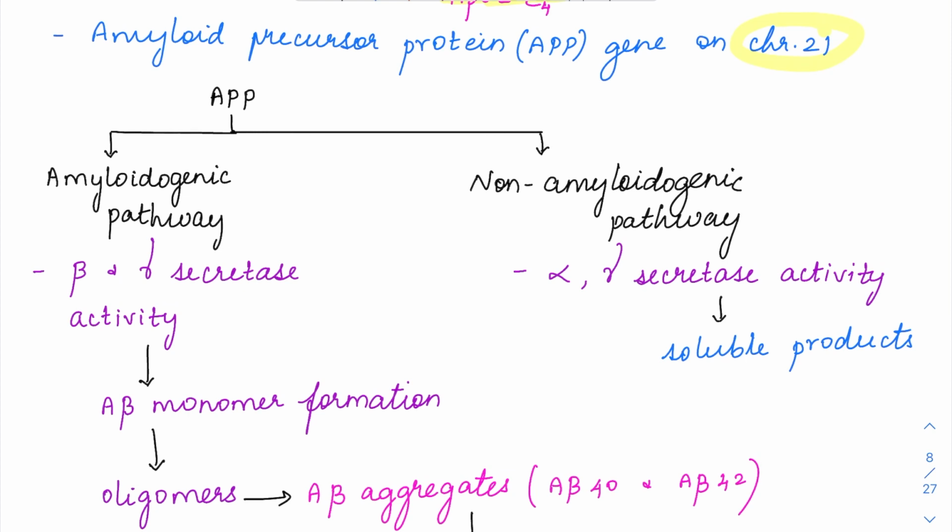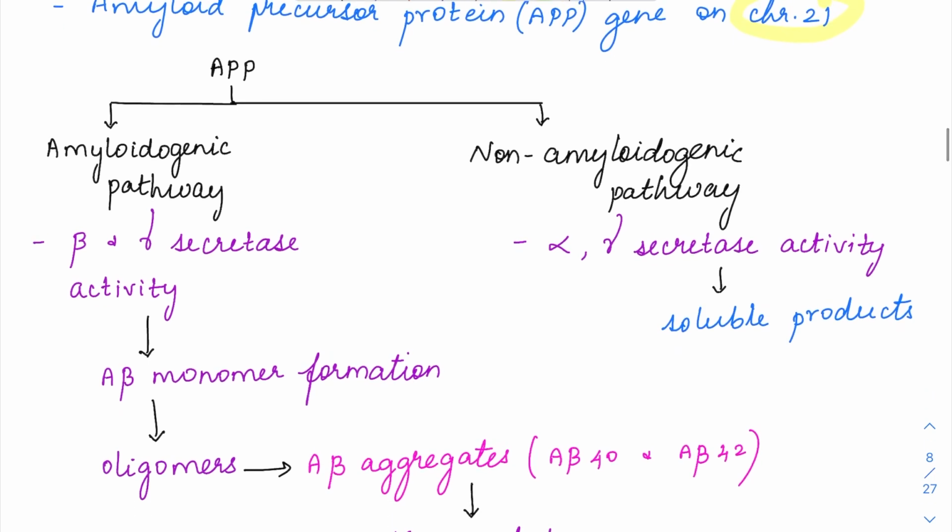What is the actual pathogenesis happening with this APP protein in Alzheimer's? Basically, this APP protein is a transmembrane protein. So it will span the extracellular area and the intracellular area also. This APP protein is normally cleaved by two enzymes, alpha secretase and gamma secretase. When alpha secretase and gamma secretase cleave this APP protein, it is broken down into smaller pieces which are soluble and lost. And that is the normal thing.